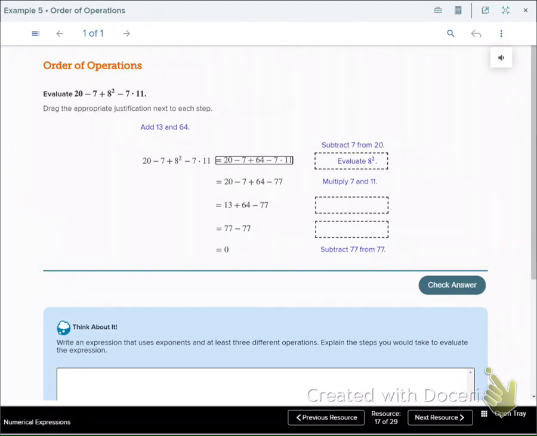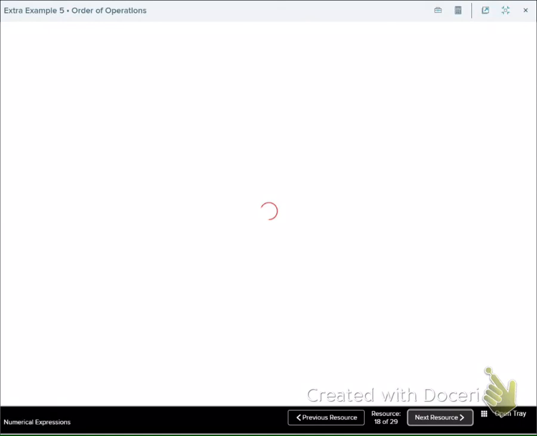So we can see that they subtracted 7 from 20 and got 13. And then last of all, they added the 13 and 64, and then subtracted and got 0. So we have the correct answers. Once again, you can get on your online textbook. There are problems for you to try this on your own, and I highly recommend that you do that.